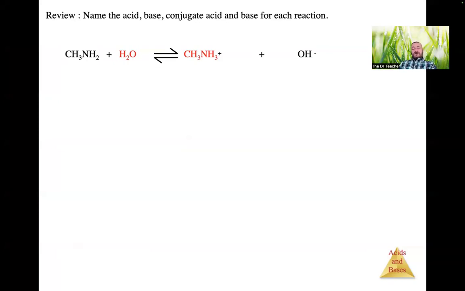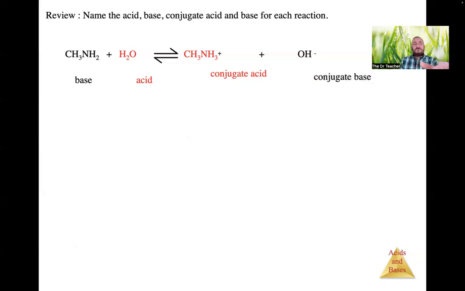So the conjugate acid will be CH3NH3 plus. If you have a base, you need to have OH outside. There is an acid, so the one which accepted the proton will be the conjugate acid. Conjugate acid is the base itself, but after accepting the proton.